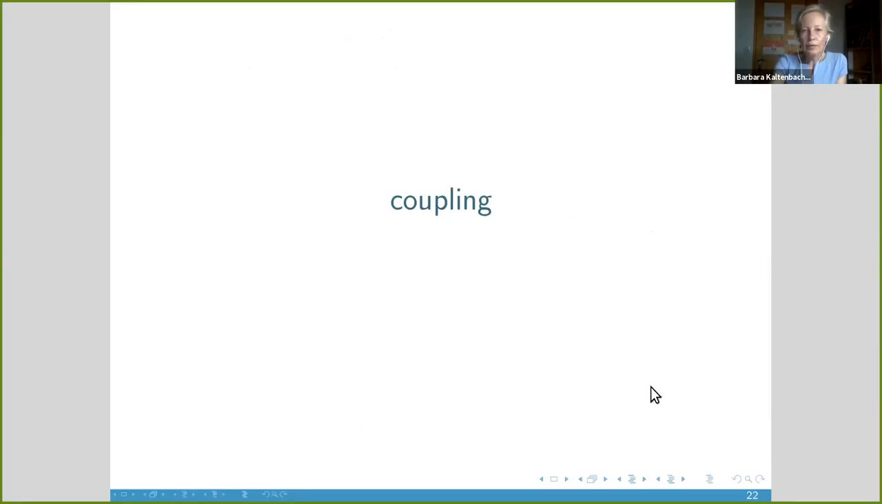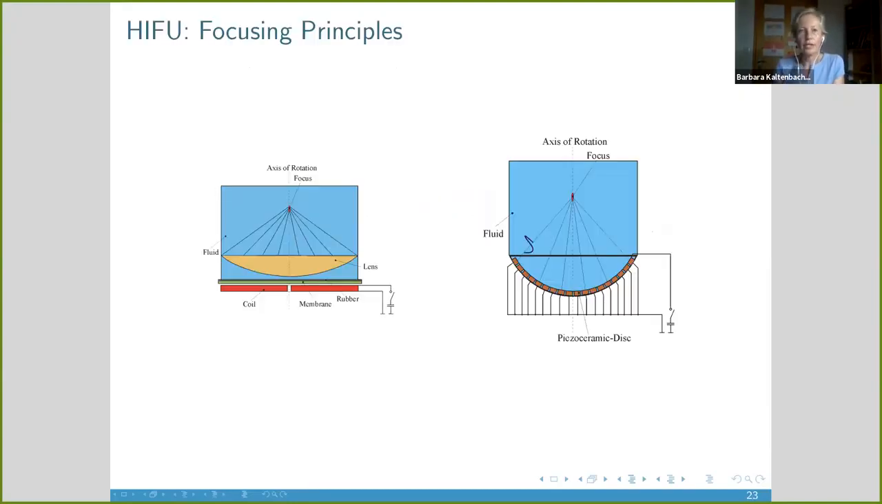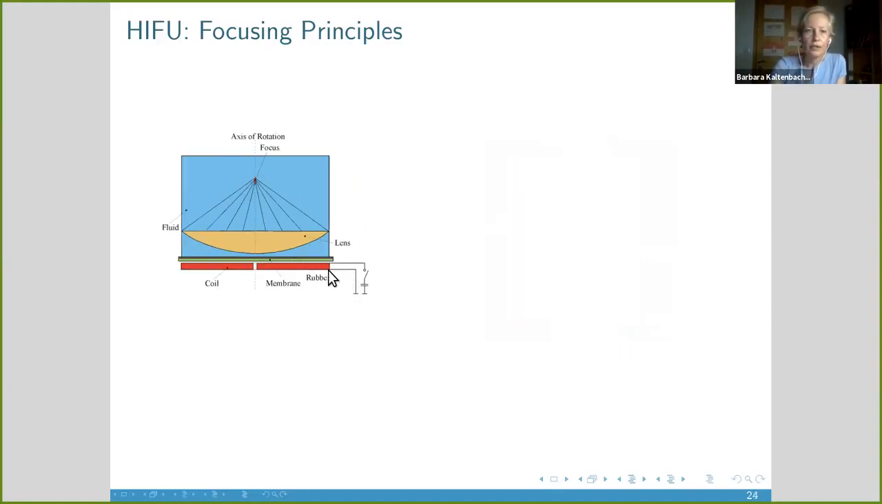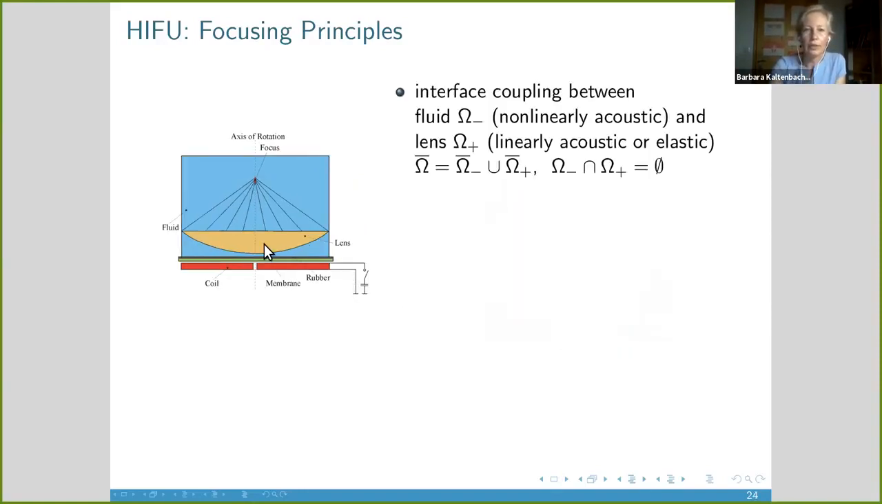Okay, now let me move on to one more analysis modeling topic, namely coupling, which is also important in the context of these focusing principles. This is a repetition of a slide that you have already seen previously. Let's focus mainly on this side here, because here the focusing is done through a lens, which is made of different material. So also the equations, the material is different inside and outside the lens. So that's the setting that we are going to look at.